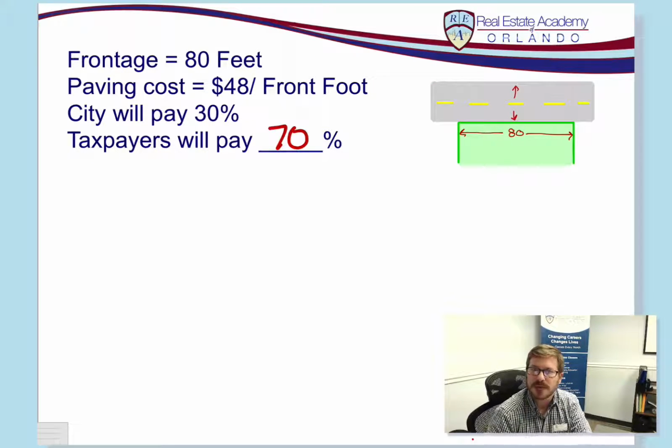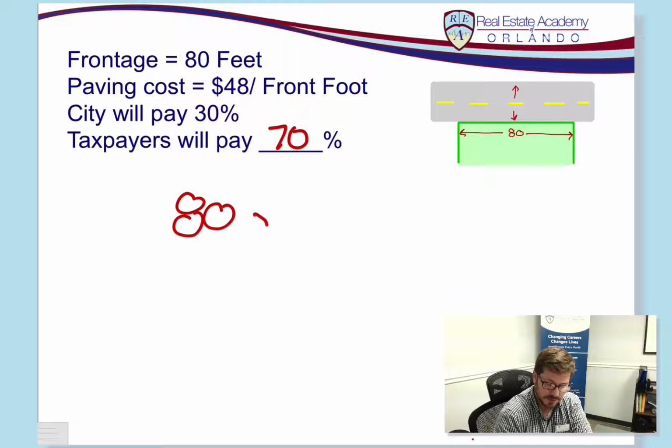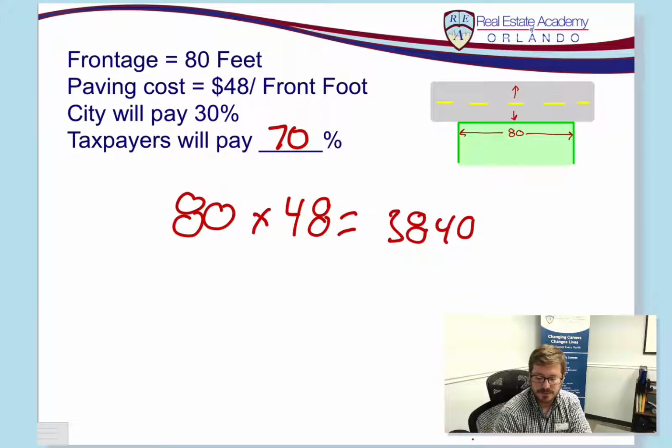Okay, so I'm just moving our diagram off to the side there so we have a little bit more room to work with. Now, we're going to start with the total paving costs. So we know that we have 80 feet. That's the front of our property. And we know that the total cost is going to be $48 per foot to pave that. So 48 times 80. So now we've got a total paving cost of $3,840.